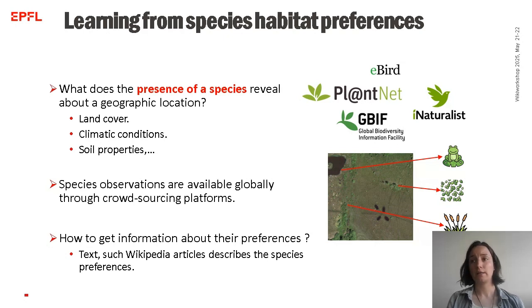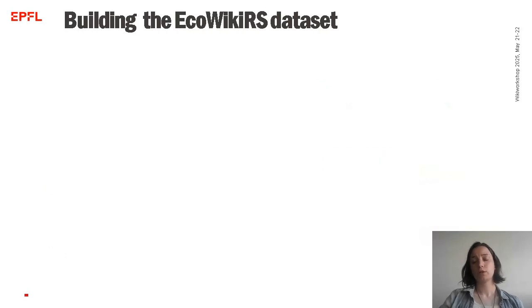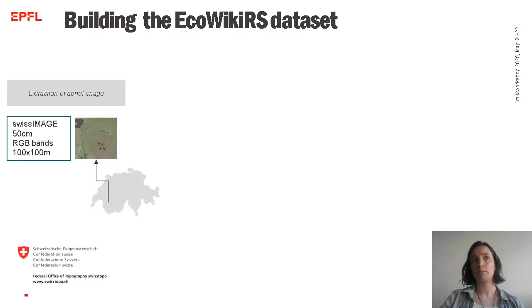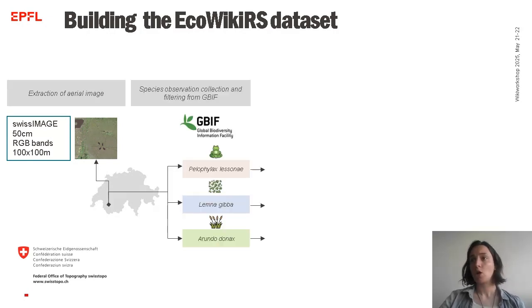To gather information about the preferences of the species, we want to use text, such as Wikipedia, to describe the species preferences. So the initial task of the project was to build this EcoWikiRS dataset. Basically, for each area in Switzerland, we extracted aerial images from the Federal Office of Topography, Swisstopo, with high spatial resolution, RGB and infrared bands. We connect them with species observations from GBIF.